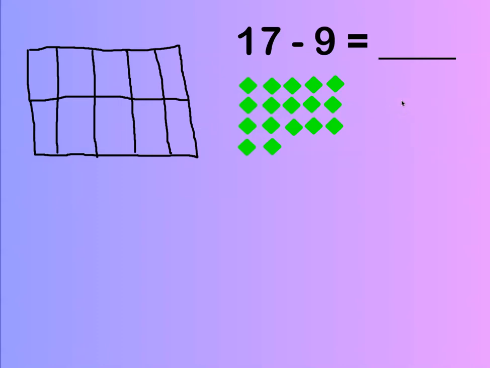Now, this is subtraction, and when we are doing subtraction, we always start with that whole number. So I'm going to look at my whole number, and I want to fill in my 10 frame and see how many are outside my 10 frame. 1, 2, 3, 4, 5, 6, 7, 8, 9, 10. Now I can see how many are left to be outside my 10 frame.